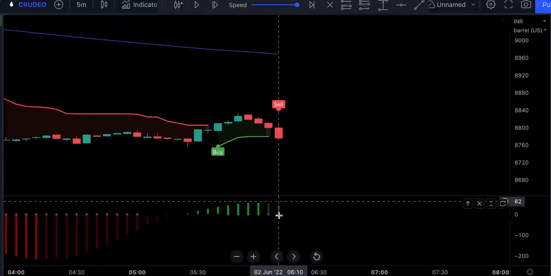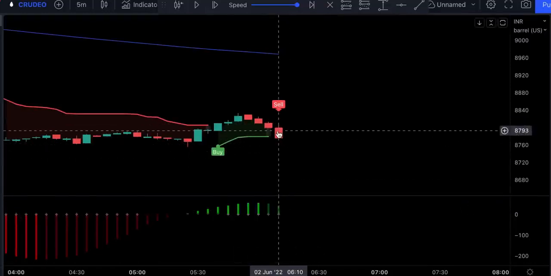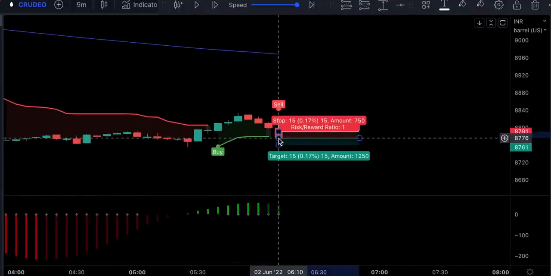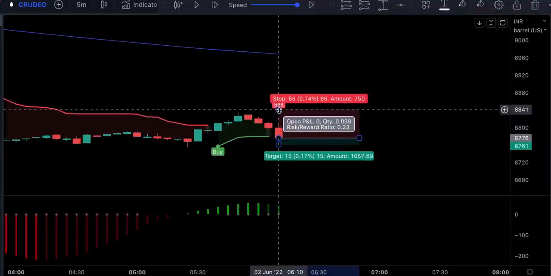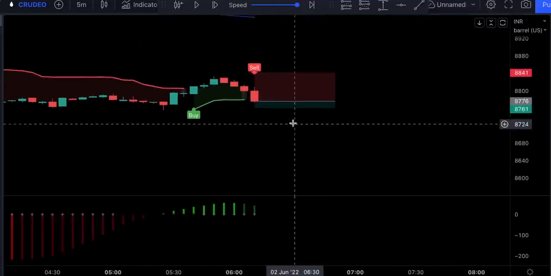Here we see we've got our requirements met, and this is going to be our trigger candlestick. Our stop loss will be set at the super trend line, and we're going to be targeting 1.5 times the risk.